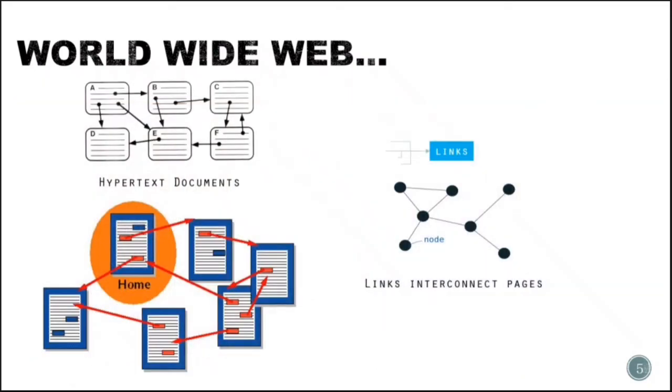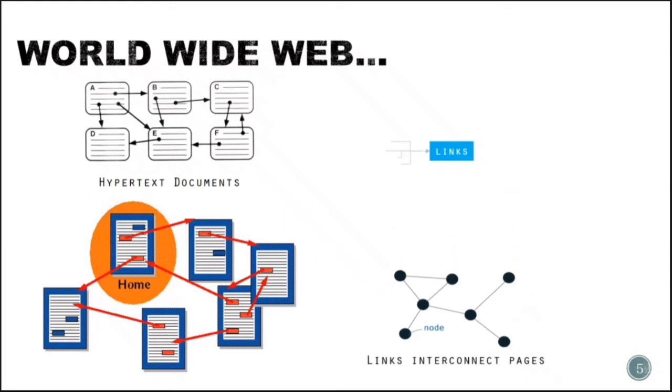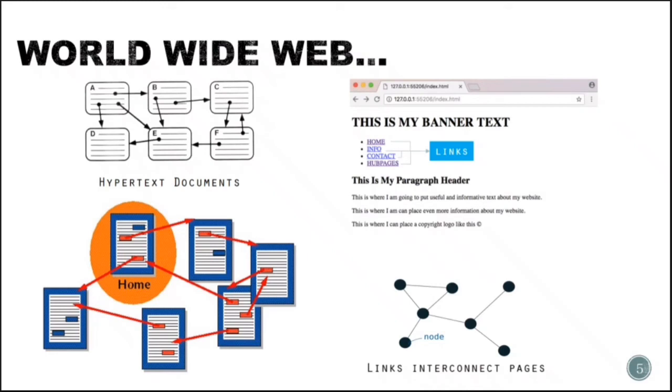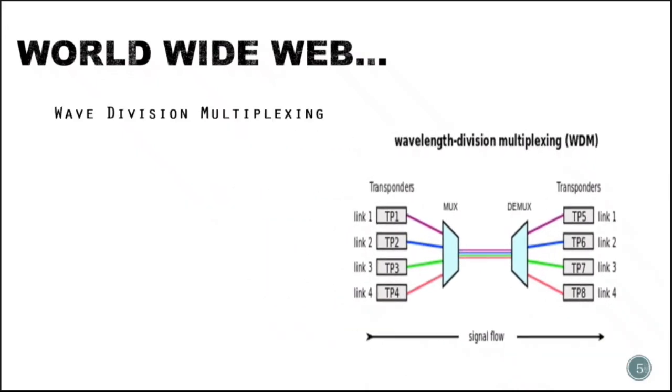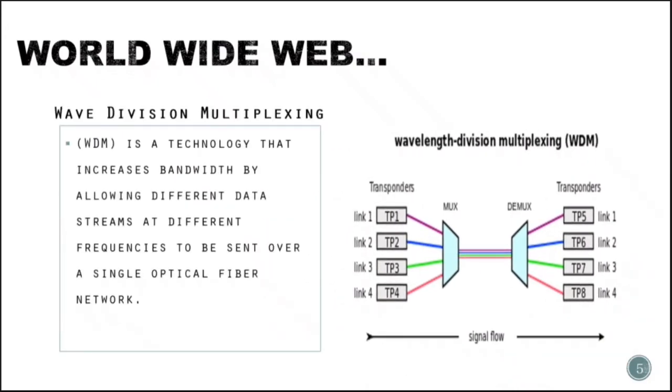Essentially what Tim Berners-Lee did was to link hypertext documents into an information system accessible from any node on the network. It is just like your basic website. You click on a link, it takes you to another page. In that year, there was a dramatic expansion of the capacity of the internet with the advent of wave division multiplexing. What is wave division multiplexing? It is a technology that increases bandwidth by allowing different data streams at different frequencies to be sent over a single optic fiber network.